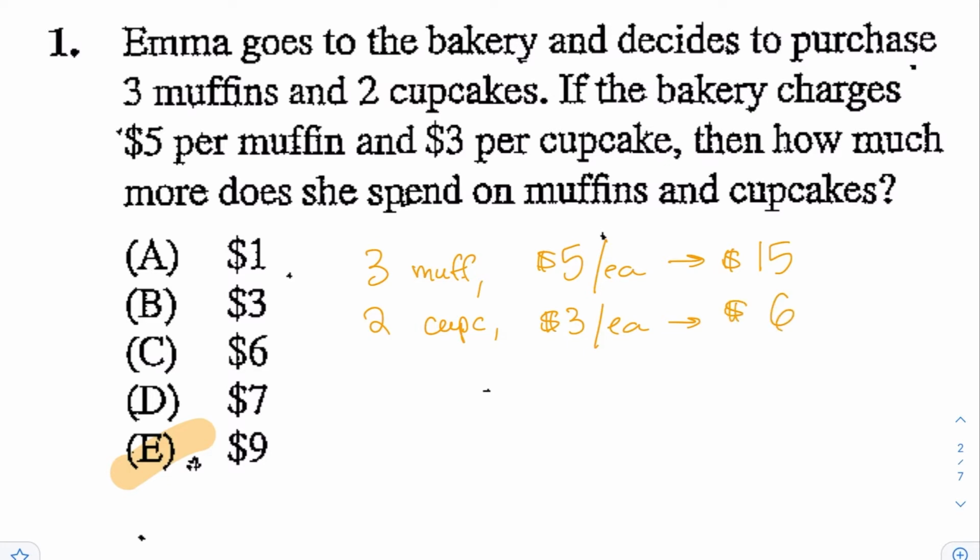And you want to know how much more did you spend on muffins than cupcakes, not. And it's a weird typo there. If you subtract these two, 15 minus 6 will be $9. Excuse me, $9 more on muffins. So that's going to be choice E.